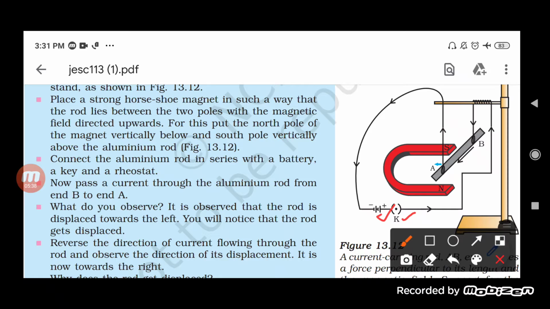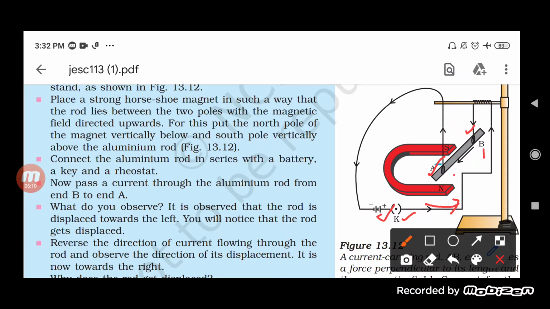So when the current is produced, the different resistance produced by the rheostat is also added along with this circuit. Now, what happens when we pass a current through the aluminium rod from B to A? How will the current flow, students? You know that current always flows from positive to negative. So current starts flowing from here, as you can see in the arrow itself. Then the current reaches B and then it reaches A.